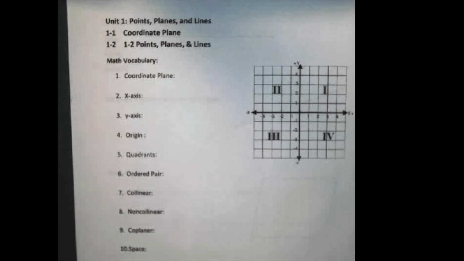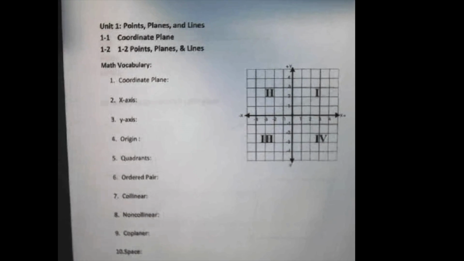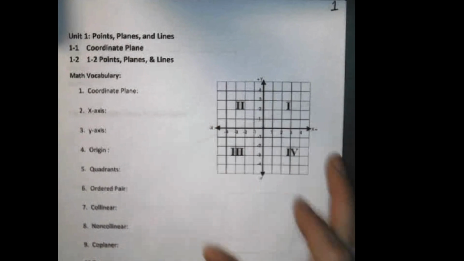For each unit, there's a set of vocabulary words that are already posted on the wiki in the form of a PowerPoint presentation. That's designed to save you some time writing. So for the first page, you're going to fill out all of this based on the PowerPoint that's in the wiki. I also want to point out some key features of the coordinate plane.